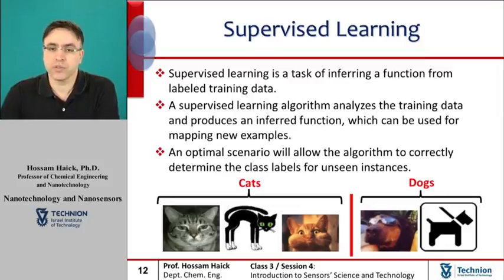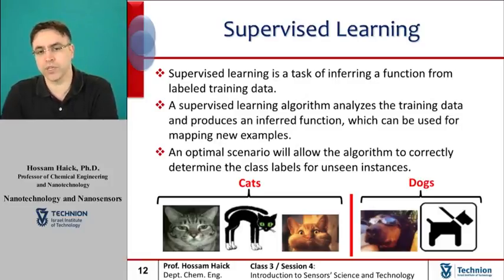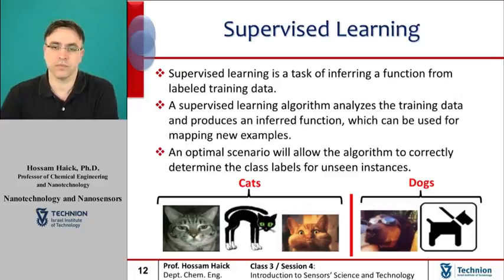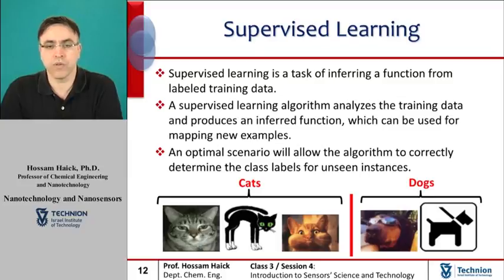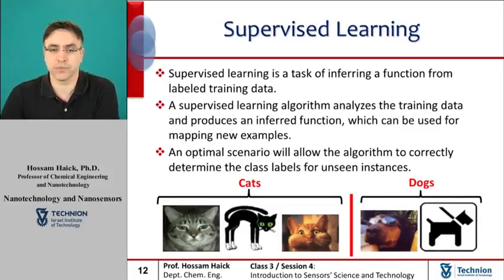The third step is to determine the input feature representation of the learned function. The accuracy of the learned function depends strongly on how the input object is represented. Typically, the input object is transformed into a feature vector, which contains a number of features that are descriptive of the object. The number of features shouldn't be too large because of the curse of dimensionality. But of course, it should contain enough information to accurately predict the output.